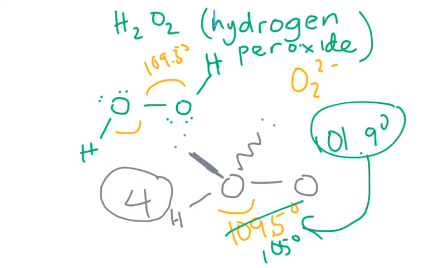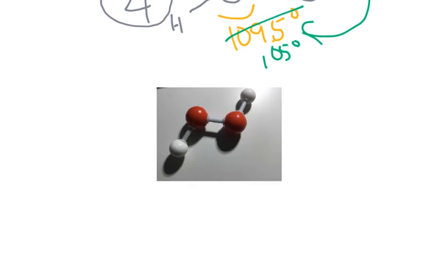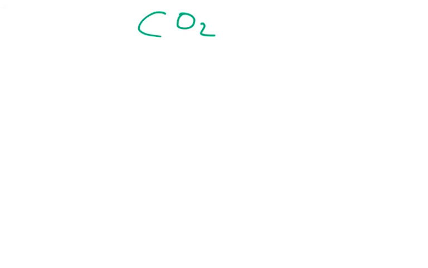So for this case, we are going to mimic the bond angle for water and say this is around 105 degrees. Or you could just say 109.5. It's really up to you and whether you want to be more accurate or less accurate. So let's take a look at the actual molecular geometry using a kit that I made. It's in this picture over here, and as you can see, it's bent like that. And now let's move on to the next question, CO2.